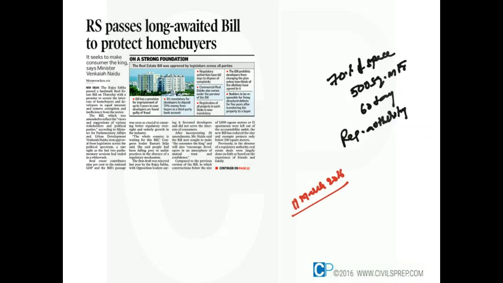Now the first article is related to the real estate bill, and Rajya Sabha has passed this long awaited real estate bill. The opposition and the ruling party are both unanimously on the same page with regard to the real estate bill. Now what does it provide for?